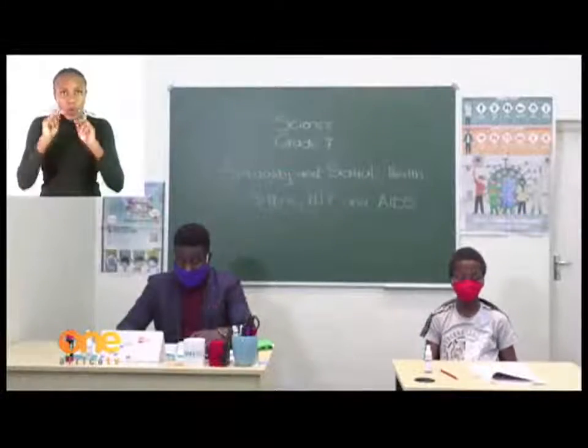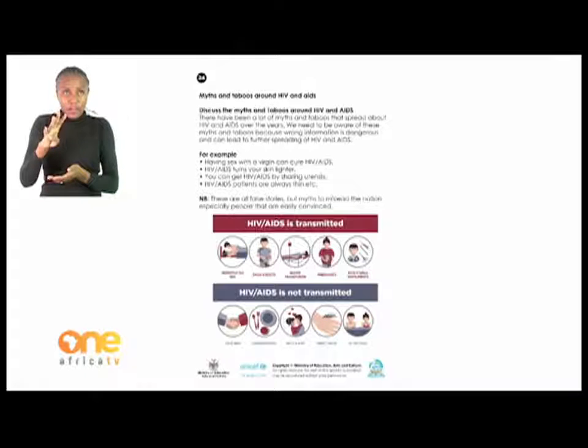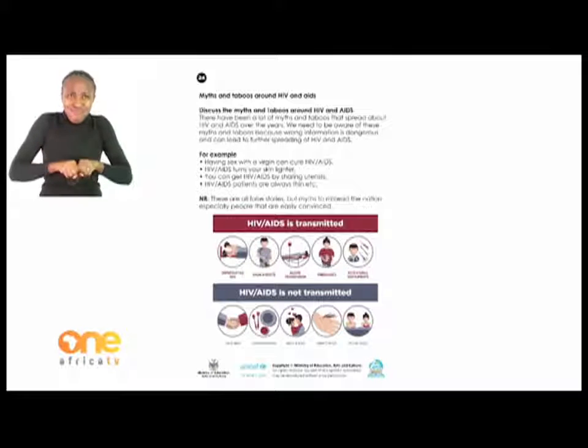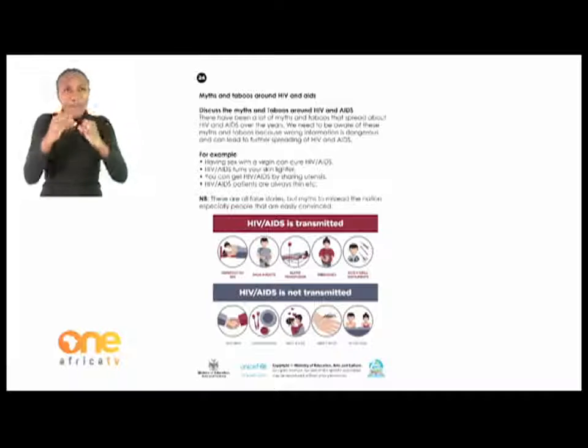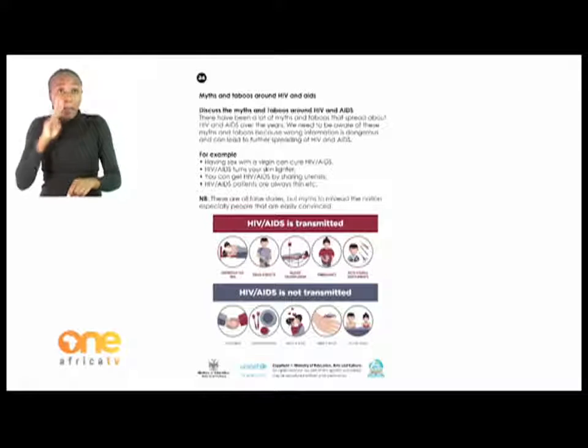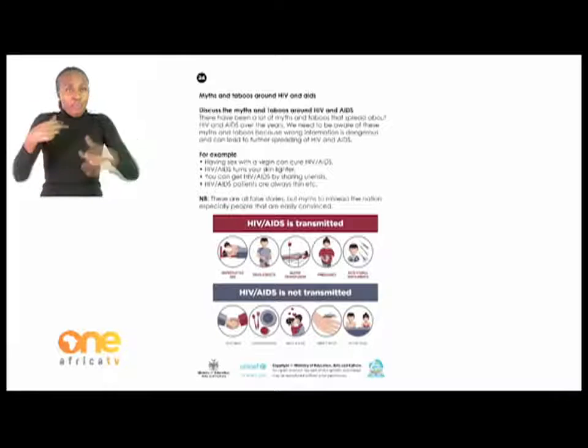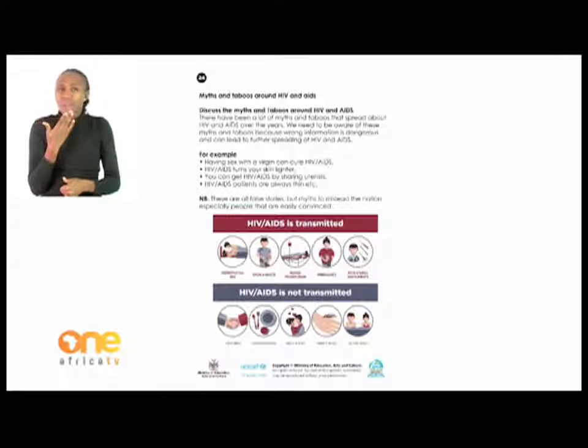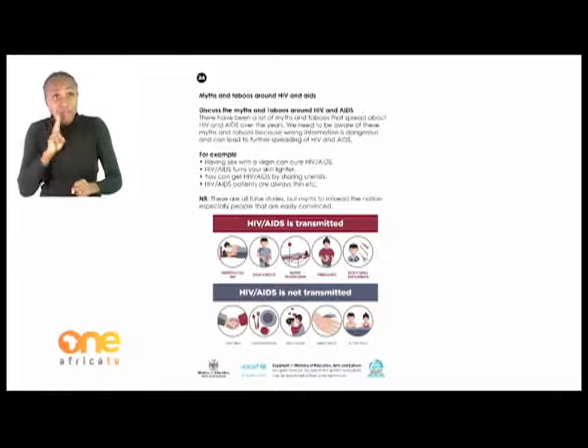Let's turn to page 24, myths and taboos around HIV and AIDS. There have been a lot of myths and taboos that spread about HIV and AIDS over the years. We need to be aware of these myths and taboos because wrong information is dangerous and can lead to further spreading of HIV and AIDS. For example, having sex with a virgin can cure HIV/AIDS. Having sex with a virgin cannot cure HIV and AIDS.